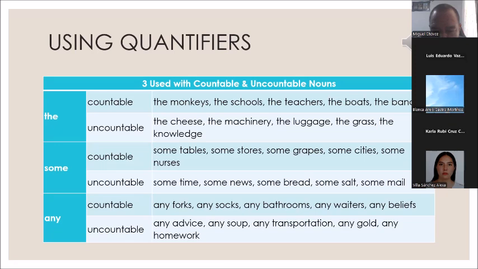Any, for example, any forks, any socks, any bathrooms, any waiters, any beliefs, any advice, any soup, any transportation, any goal, any homework.